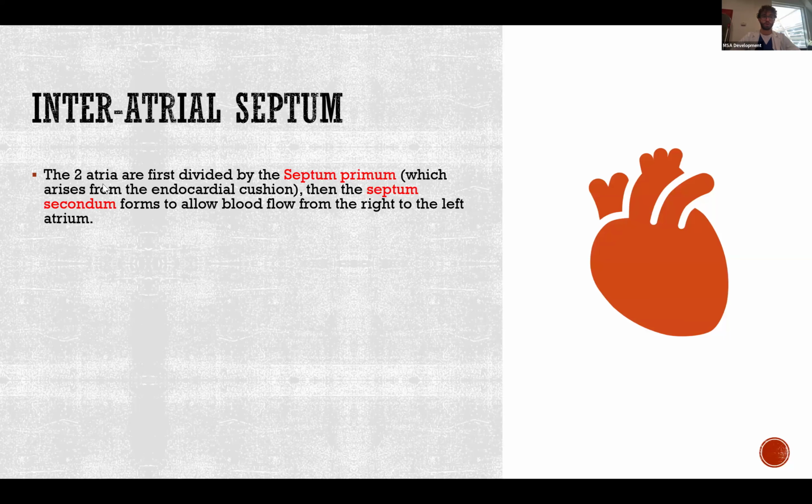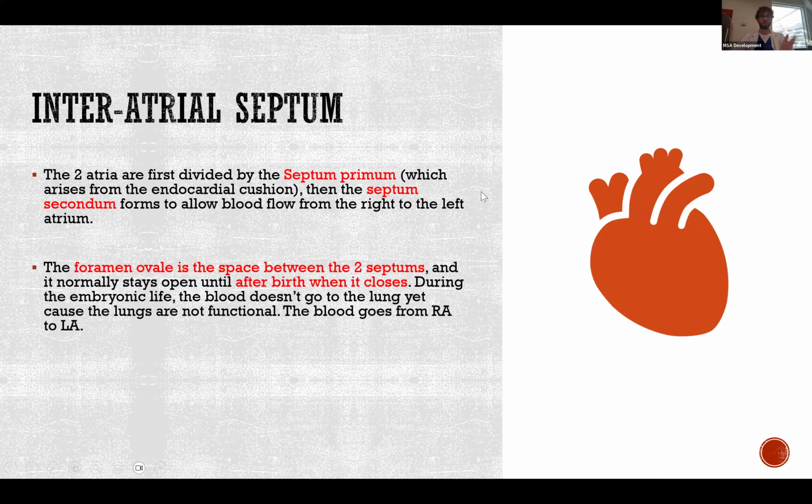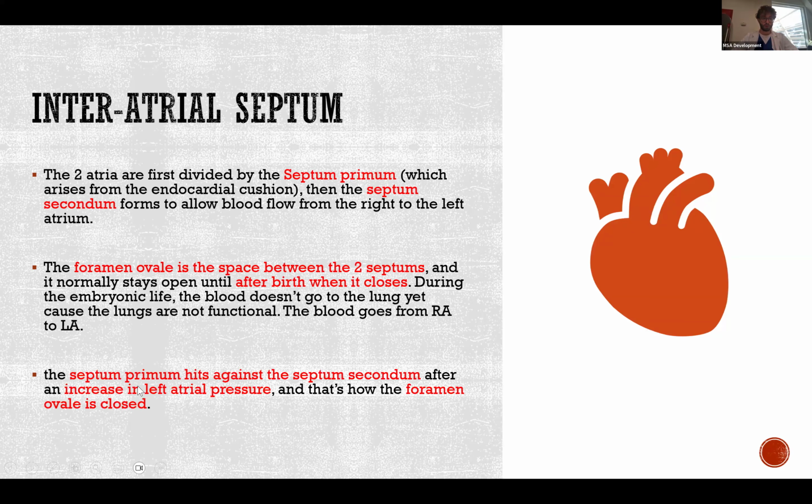So as we said, the two atria are divided by the septum primum and the septum secundum. The septum primum comes from the endocardial cushion. And this will allow blood flow from the right atrium to the left atrium, through the space which we call the foramen ovale, between the two septums. Normally it stays open, as we said, until the baby is born. Then it closes right away. The septum primum will hit against the septum secundum, and this will cause an increase in left atrial pressure. That's how the foramen ovale is closed.